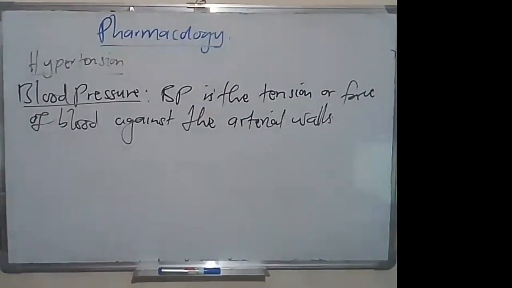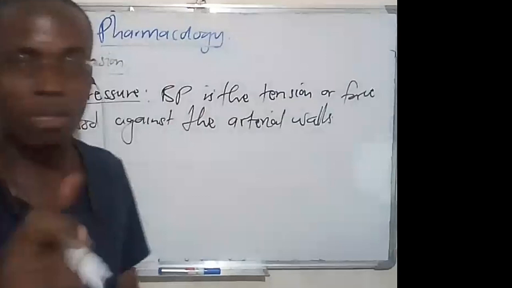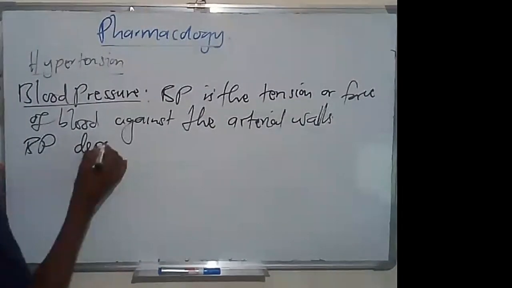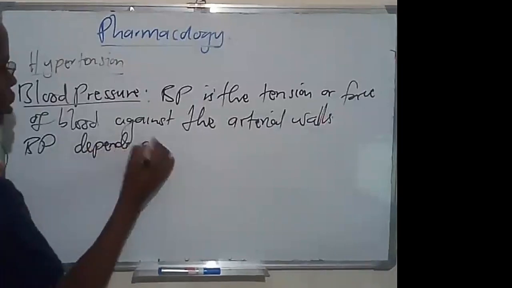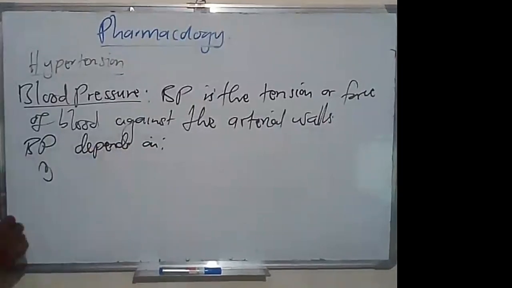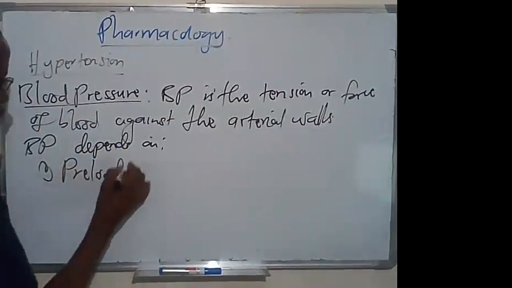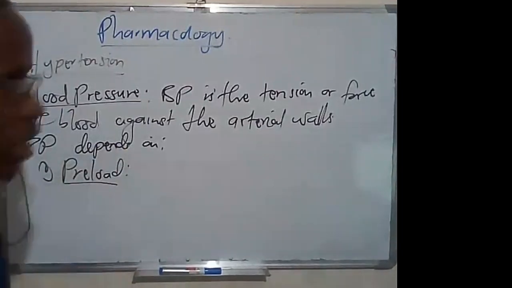Now, when we look at blood pressure, we should understand that there are certain things on which blood pressure depends. Okay, so BP depends on, one, what is called the preload. Okay, the preload. Now, what do we mean when we say preload?